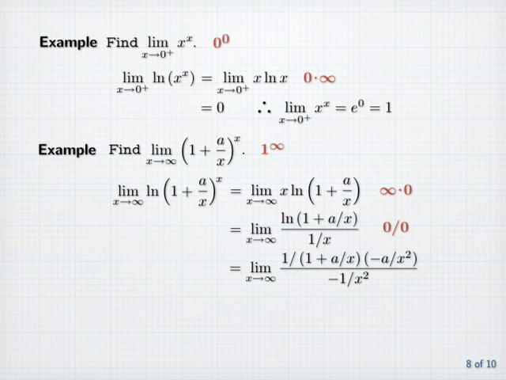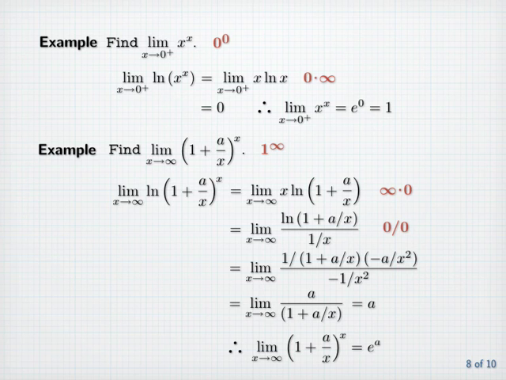Then minus a over x squared becomes minus a, minus 1 over x squared, and the denominator becomes minus 1, so that just gives us an a multiplying 1 over 1 plus a over x, and now we have a denominator that approaches 1. Therefore, this limit is equal to a. So the limit as x goes to infinity of the natural log of our function approaches a. Therefore, the limit as x goes to infinity of our function is equal to e to the a.